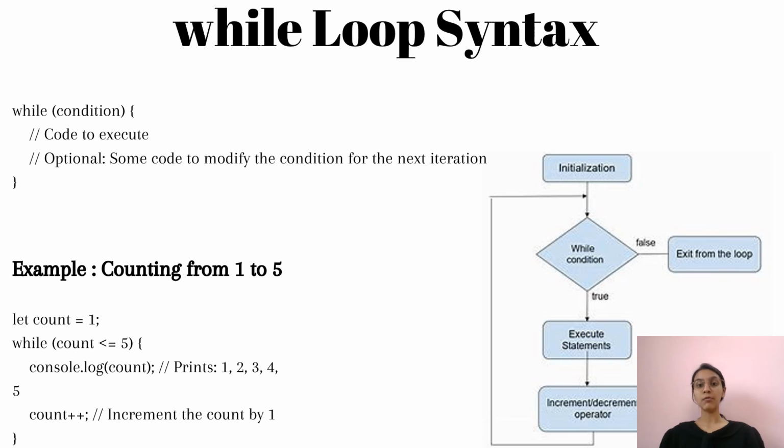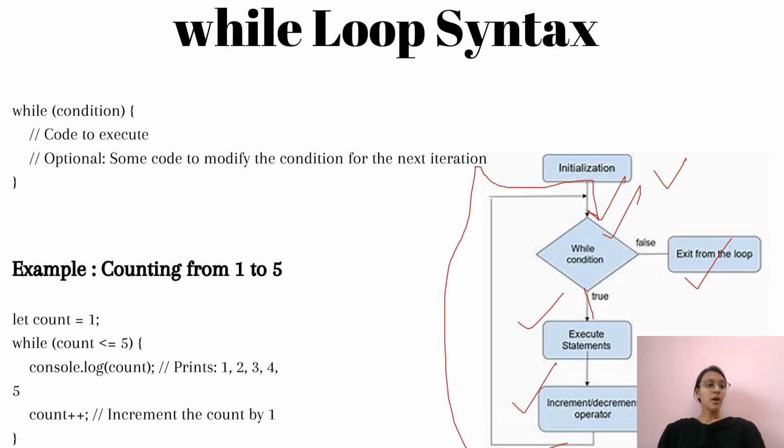Now we will see the flowchart of while loop. Initialization. First we initialize the variable, then we come to the while loop condition. If the condition is false, the program will exit from the loop. If the condition is true, it executes the statement, and after that increment or decrement. Then again it will go to check the condition. Here is the syntax of while loop. Example. You can see the example here.